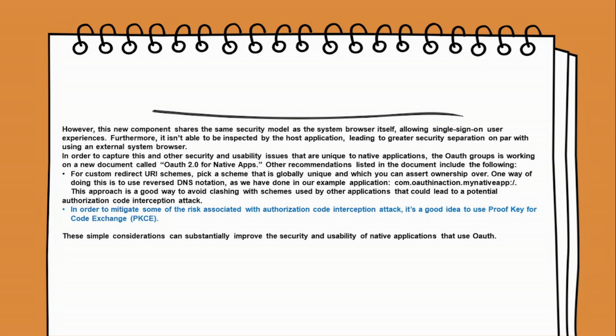In order to capture this and other security and usability issues that are unique to native applications, the OAuth group is working on a new document called OAuth 2 for Native Apps.